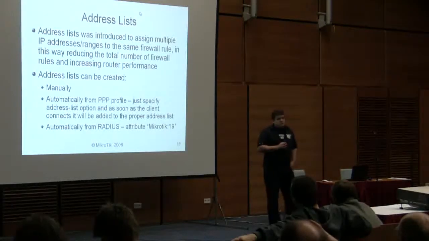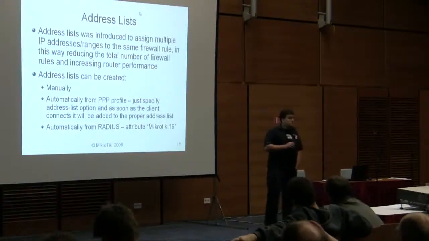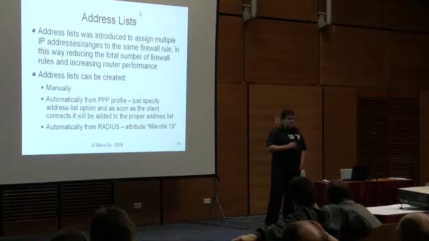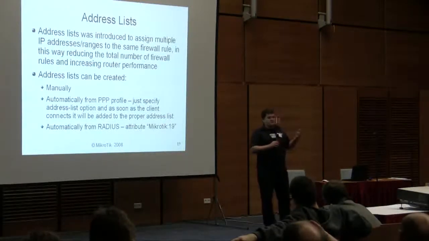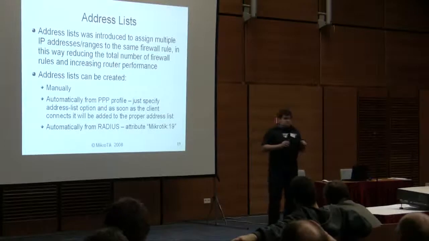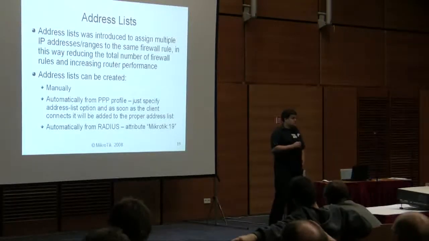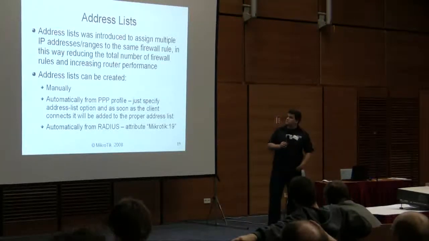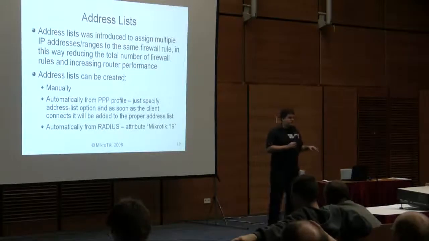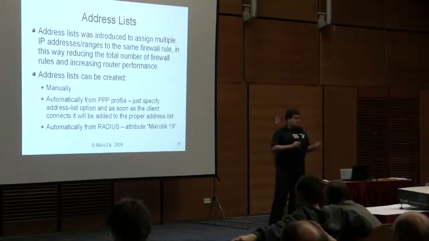Now we have optimized queues. Now we need to optimize our firewall rules, our mangling system. So how to mangle more, how to have the same effect with fewer mangle rules. We should use address list. It is one of the features introduced in version 3.0. So you can assign multiple IP addresses or ranges to the same IP mangle rule.